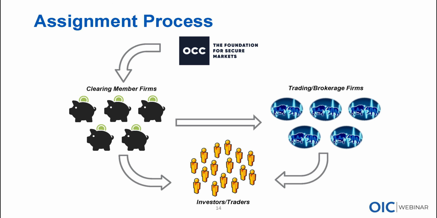So the assignment process, you guessed it, keyword is random. It is an SEC-approved process that the OCC employs. There is no first in, first out, or last in, last out process. It is entirely random. So that's how exercise and assignment works.